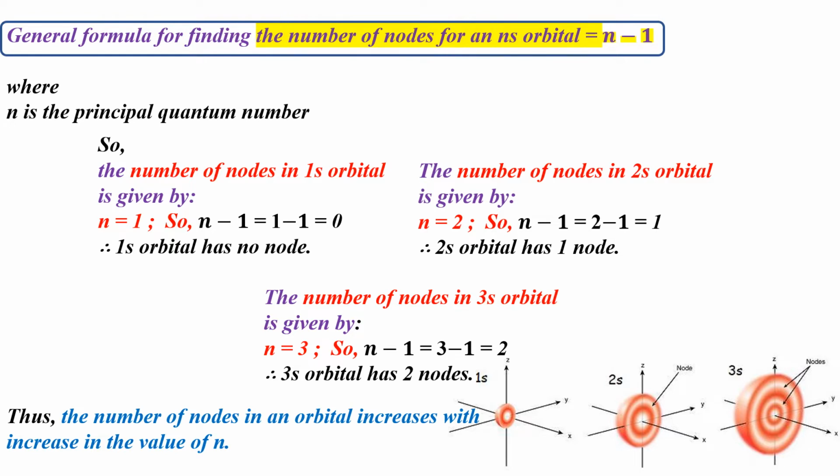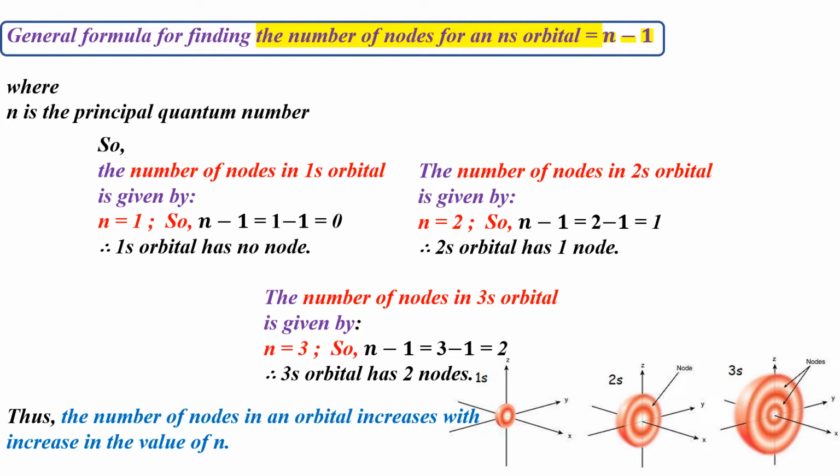And this is also evident from the graph plotted between ψ² and r for a 1s orbital. See, there is no node in the graph. Now coming to 2s orbital, the value of n for 2s is 2.